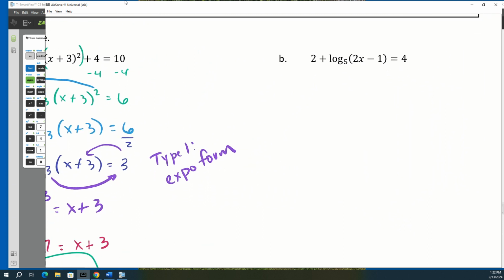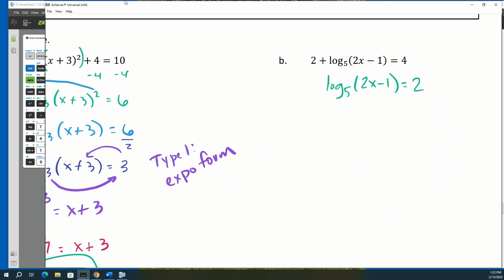All right, let's look at letter B. What would you guys do first on B to isolate the logarithm? Subtract that 2. Good. Yeah, it's subtracted. Since it's been added to the logarithm, you're going to subtract it. All right. Type 1 or type 2? Type 1 again. When this log equals a number, we're just going to write it in exponential form by doing the base to the exponent equals that.